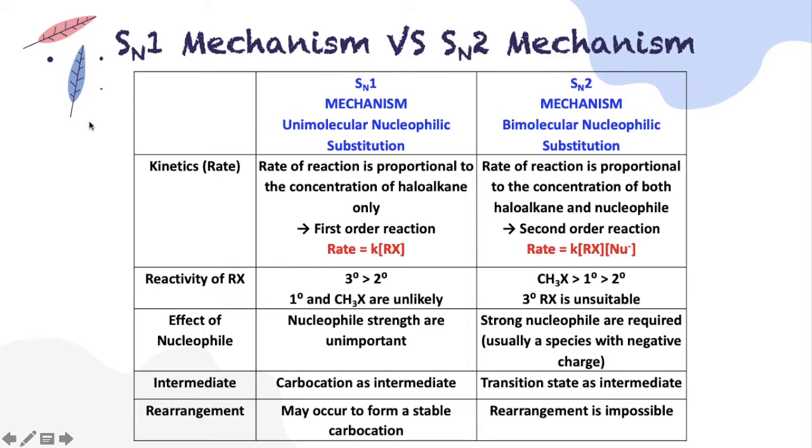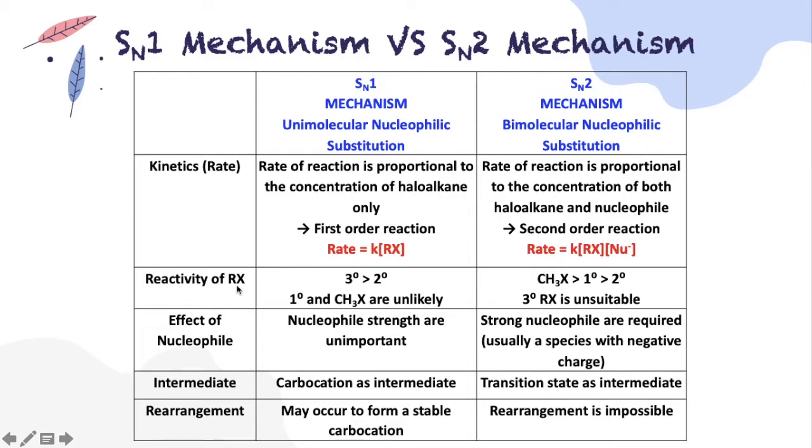SN1 mechanism versus SN2 mechanism. This is the overview of these two mechanisms. In SN1, the rate of reaction is proportional to the concentration of haloalkane only. SN1 mechanism, first order reaction. So for the rate, we only consider the concentration of haloalkane, but in SN2, a second order reaction, the rate of reaction is proportional to the concentration of both haloalkane and nucleophile, so we take both reactants into account.